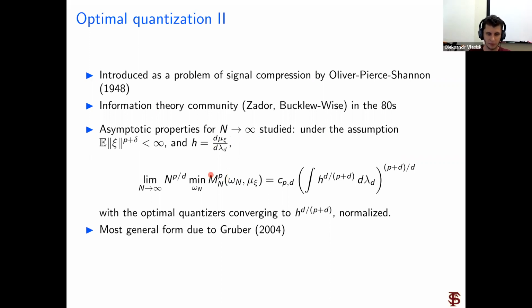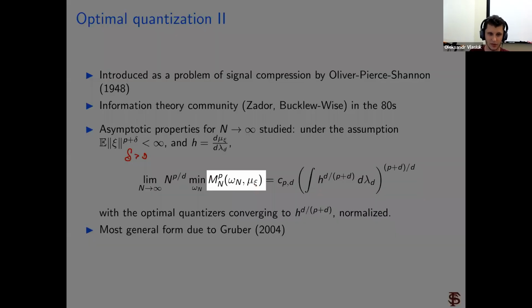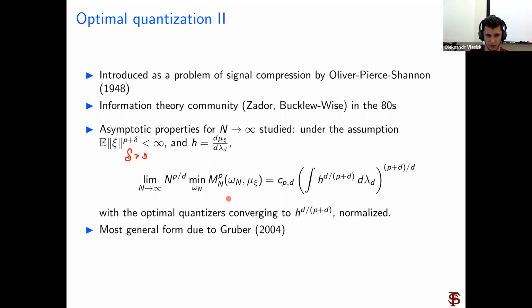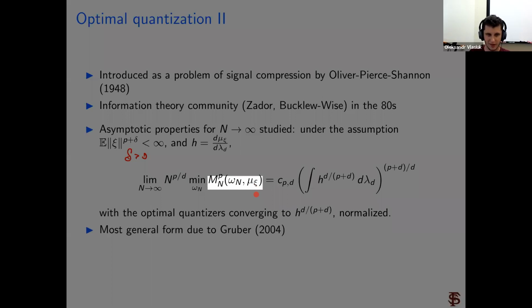So here we are looking again. We have a fixed random variable xi. We know that it has a finite moment. So here, by the way, delta is something positive. So if you have a finite moment of order slightly bigger than the p, then the exponent you have in the optimal quantization error. So this guy here is called optimal quantization error. I should probably say that without minimum, it's just the quantization error, and with minimum, it's the optimal quantization error.